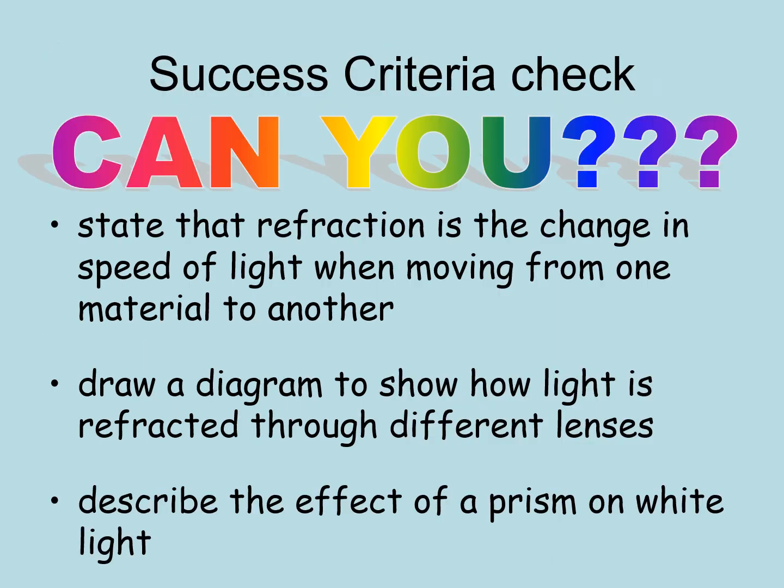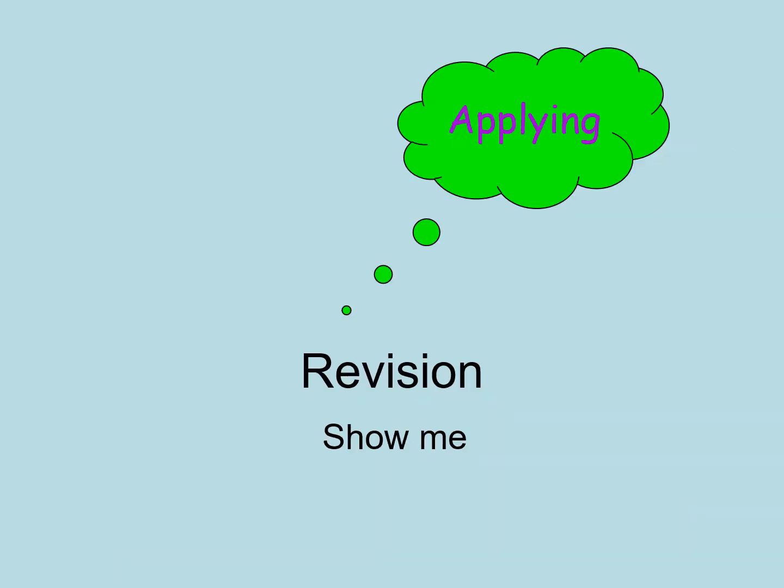So let's check our success criteria. Can you state that refraction is the change in speed of light when moving from one material to another? Can you draw a diagram to show how light is refracted through different lenses? And can you describe the effect of a prism on white light? We're going to look at the show me questions. We're applying our knowledge in an unfamiliar situation. You can read the question, pause, have a shot at answering yourself, and then start again to see the answer.